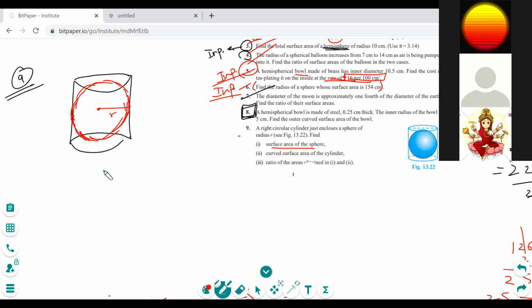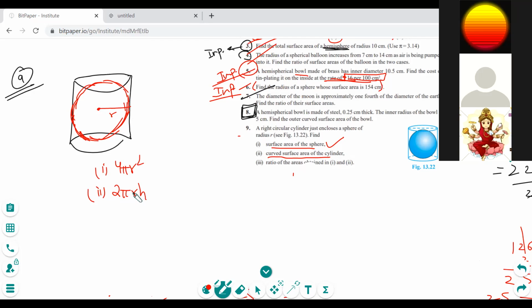Now we know the surface area of the sphere is what? Just write the formula. What is the formula for this? 4 pi r square. We are done with the first one. Next, the curved surface area of the cylinder. What's the curved surface area of the cylinder formula? Yes. 2 pi r h. 2 pi r h. Right? That's okay.